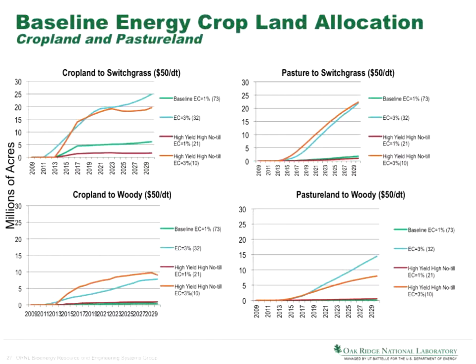You see cropland to switchgrass is a big category, but really pasture to switchgrass does dominate. This is all $50. Pasture to switchgrass dominates at 60, which is not included here. To a smaller degree, cropland to woody and pasture to woody. We show a significant portion of land converting in this simulation.